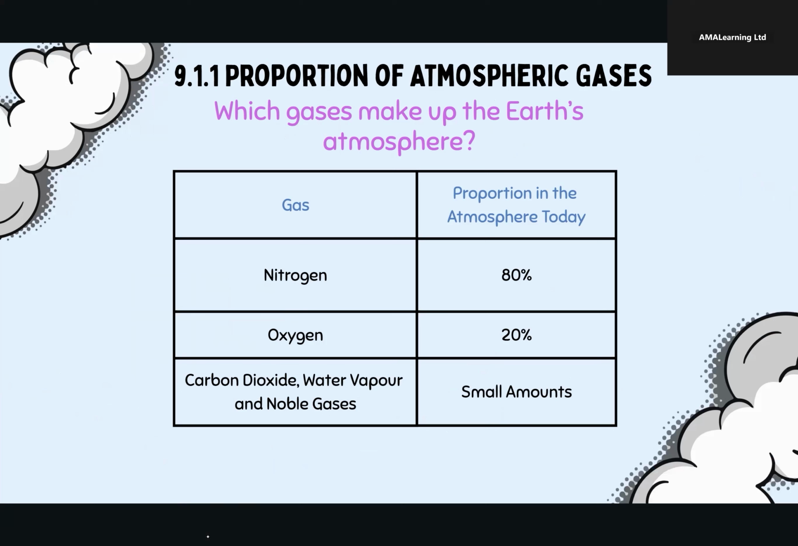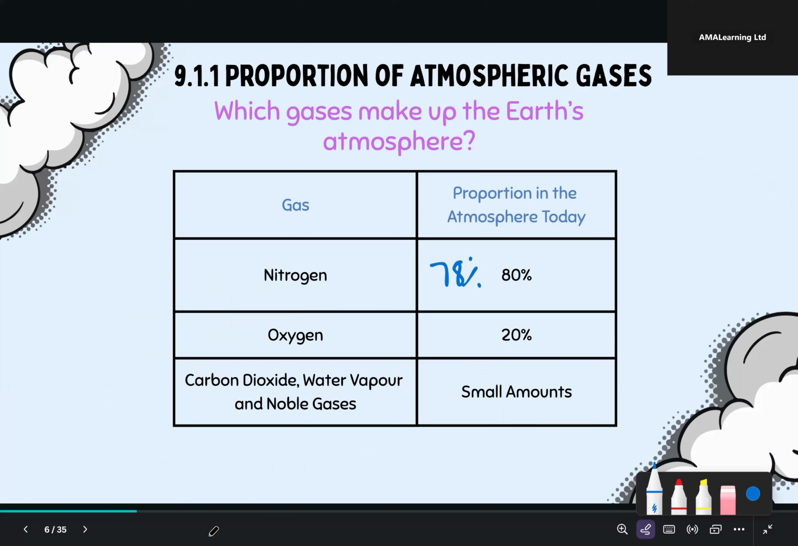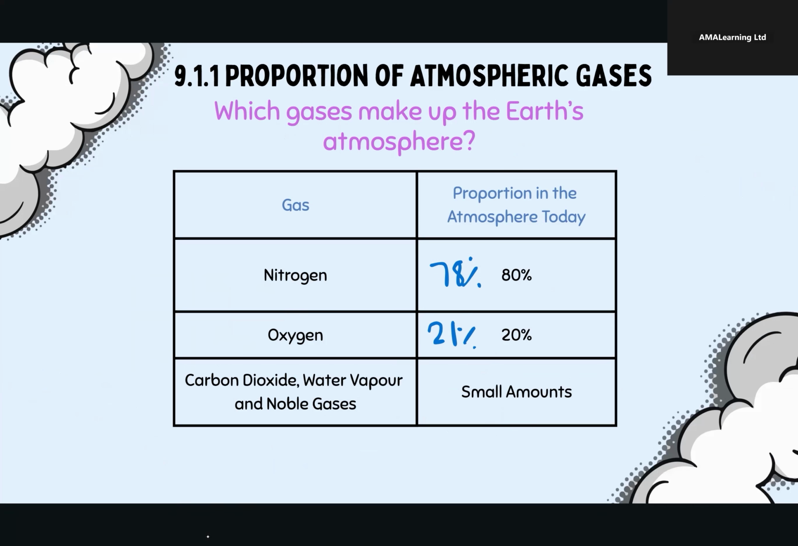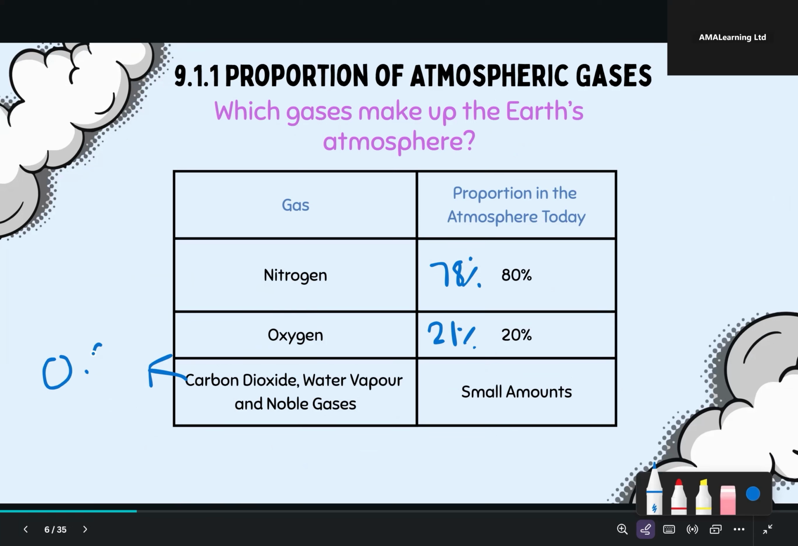Currently, Earth's atmosphere is made up of about 78% nitrogen, between 20 to 21% oxygen, and gases like carbon dioxide, water vapor, noble gases, etc., are present in small trace amounts. Carbon dioxide is the one that we do need to know. Well, we don't need to know, but it's good for us to know that it's around 0.04%.